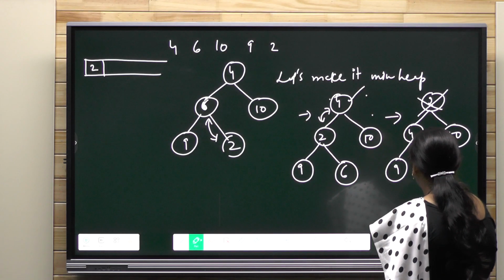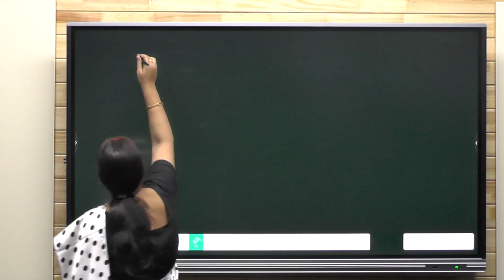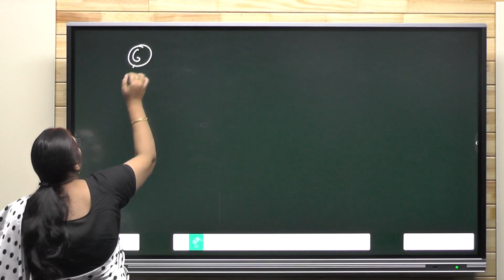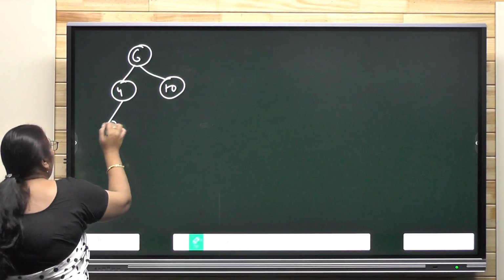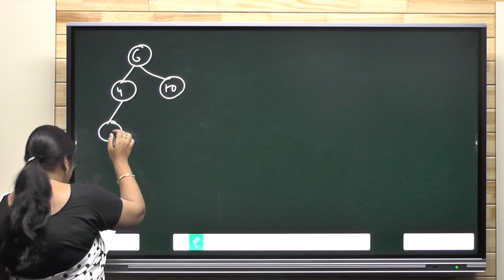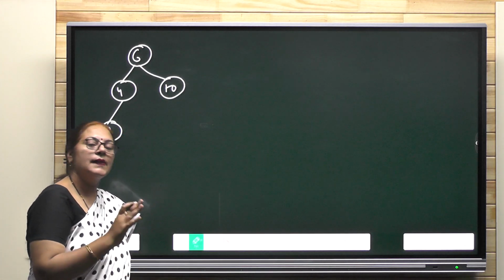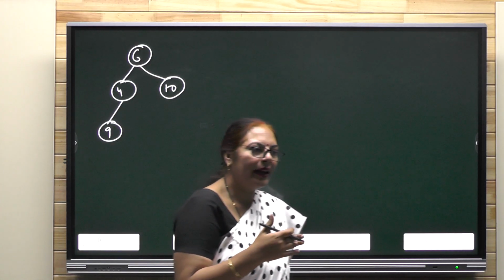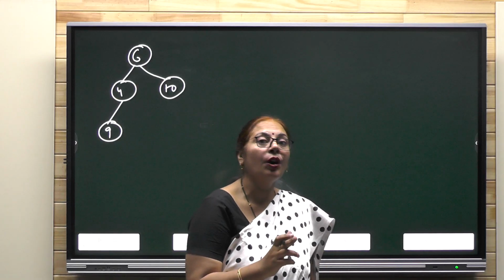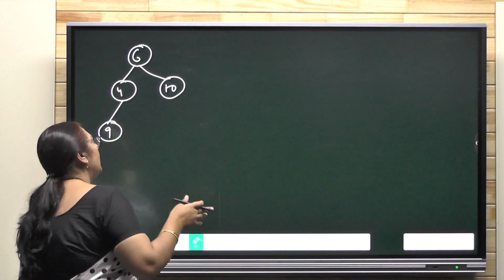So how will the tree look now? 2 was deleted, 6 is going to take the position. Here it was 4, here it was 10 and here it was 9. So this is now the position of the nodes when the root is deleted, but it is not a min heap. So you have to create it as a min heap, you have to build the min heap.